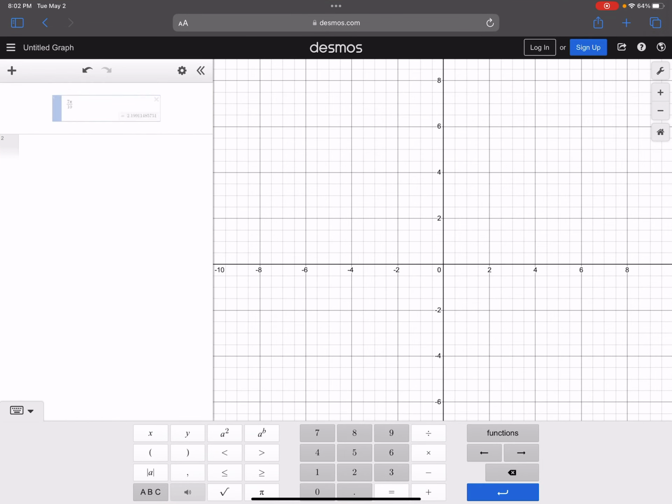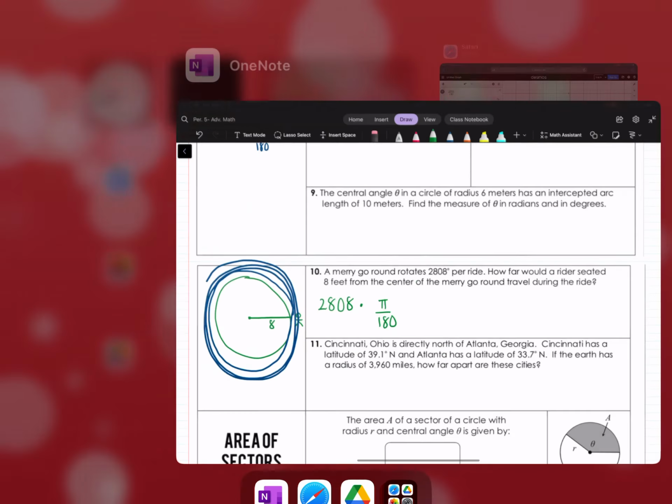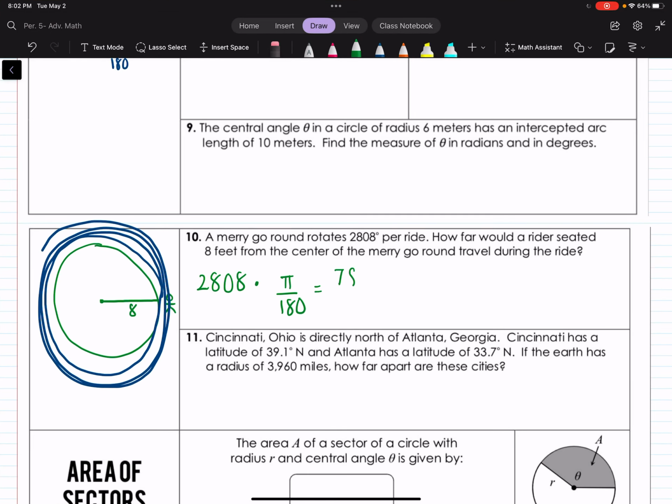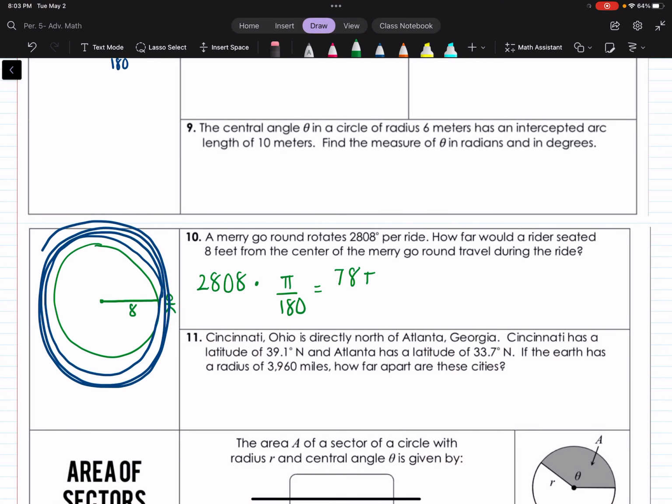So you can put 2,808 over 180 to figure out your simplified fraction. Hit the fraction button to convert it to a fraction, and you get 78/5. So it'll be 78 pi over 5. That's your angle. And then once you have your angle in radians, you can go ahead and use your formula, which is S is equal to the radius, which is 8 times 78 pi over 5.